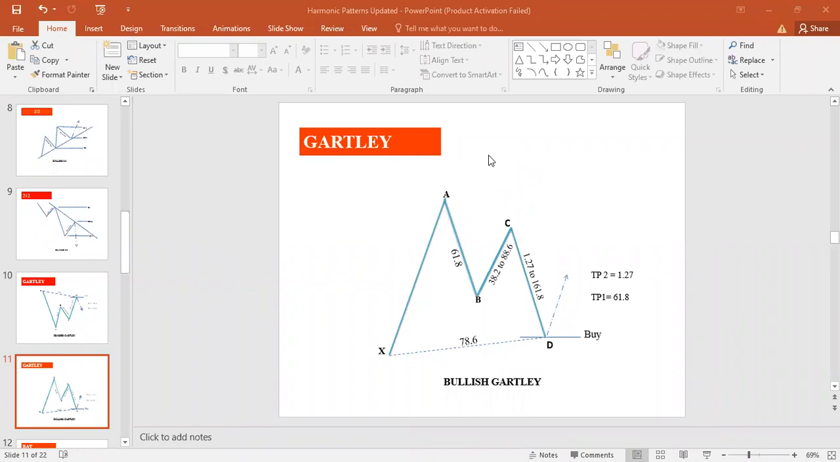All right. So that's how we draw. We're going to find this. It's a pattern created by harmonics, done by mathematical calculation.